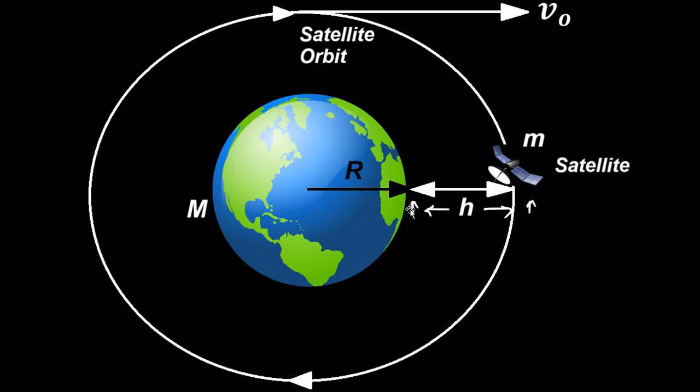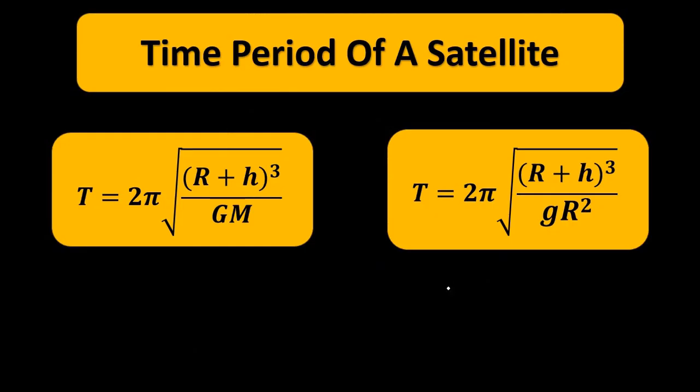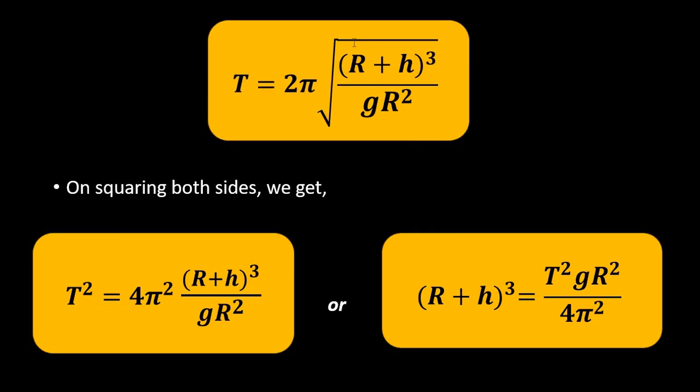Now let's say we pick this one first: 2 pi root over of (R plus h) cube by gR square, with radius of the earth R, height of satellite h, and acceleration due to gravity g. So we square both sides, both LHS and RHS. So we get T square is equal to 2 pi square, which is 4 pi square, and the root over gets removed. So we have (R plus h) cube by gR square. Now we bring (R plus h) whole cube on one side and other things to the other side. So gR square goes to the numerator, 4 pi square goes to the denominator. So we have (R plus h) whole cube is equal to T square gR square by 4 pi square.